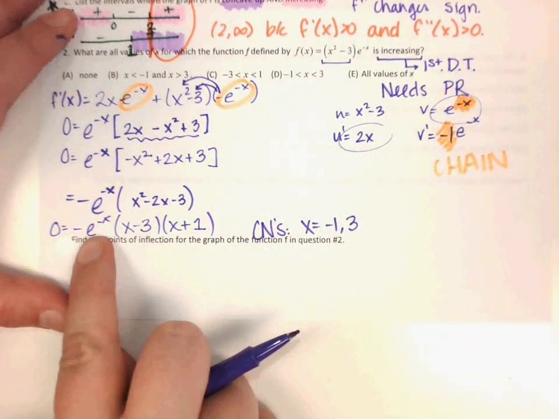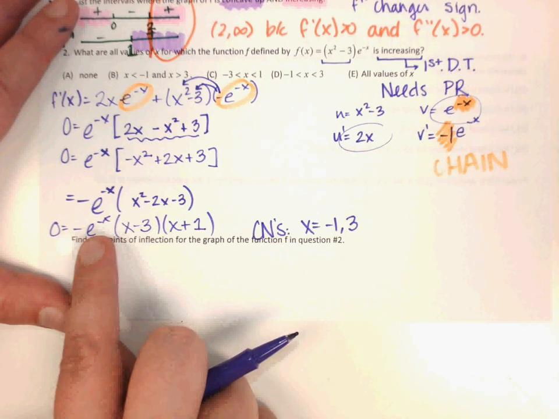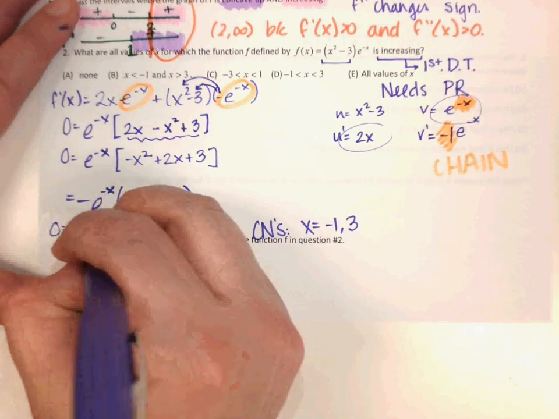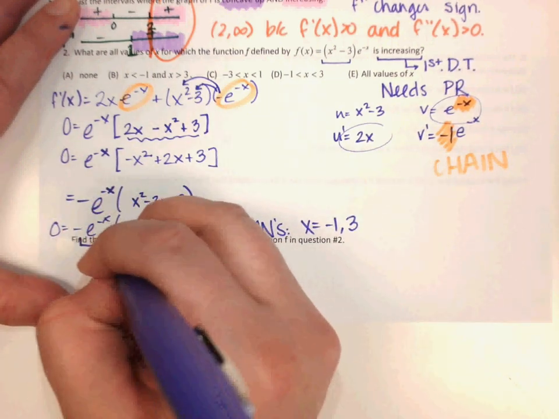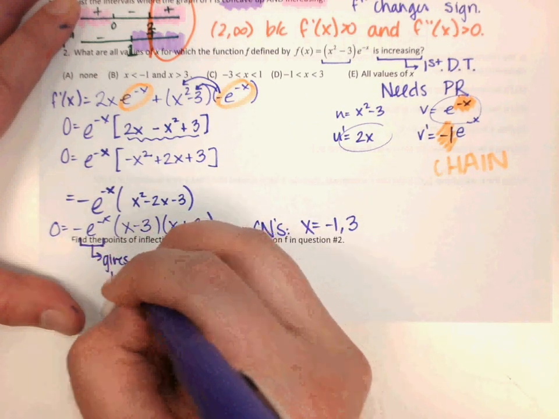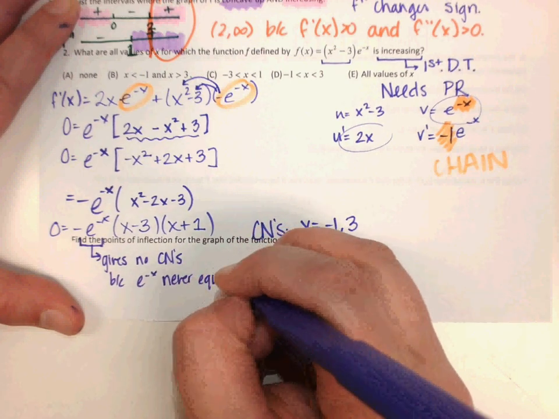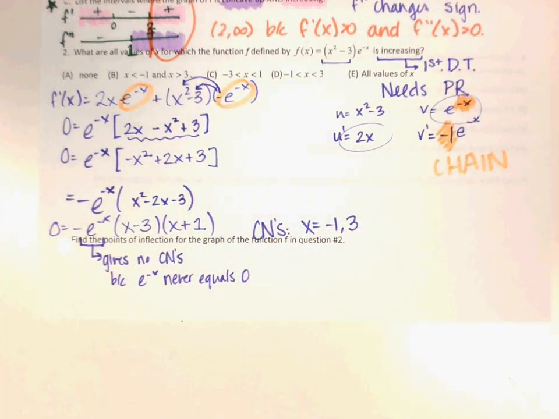Now, what about e to the x in the front? Does it ever equal 0, e to the x? What about 1 over e to the x? Technically it's negative, still never touches 0. So I'm going to put that gives no critical number, because e to the negative x never equals 0. Just the same as e to the x never equals 0, e to the negative x can still never cross it. So these are my only two critical numbers right here.